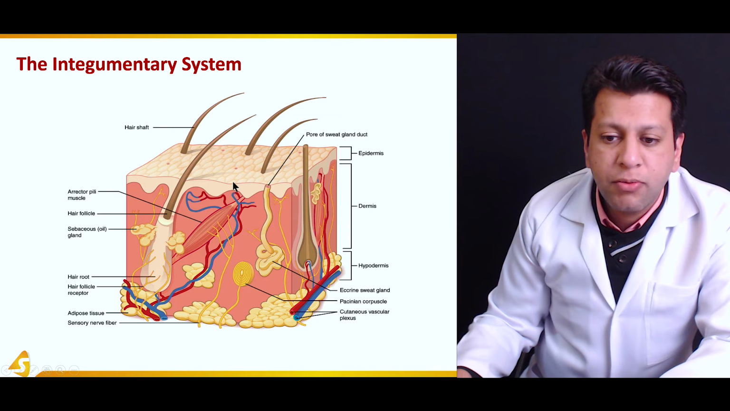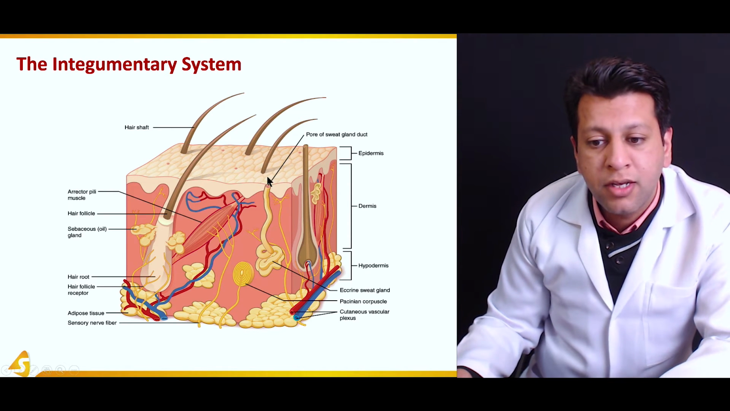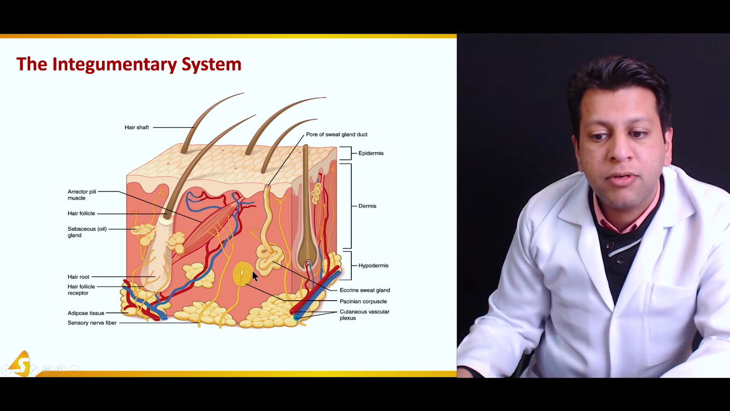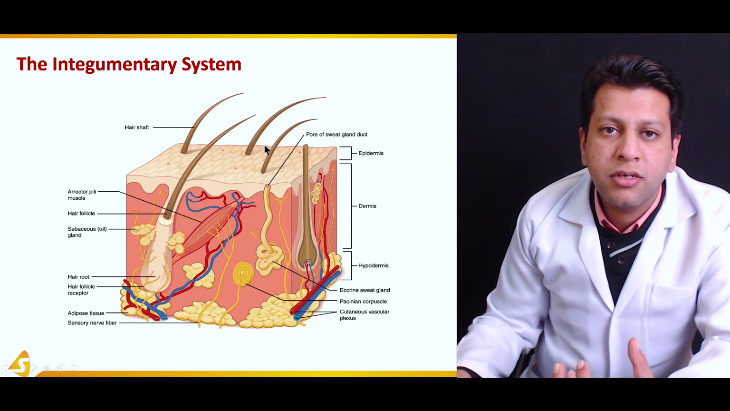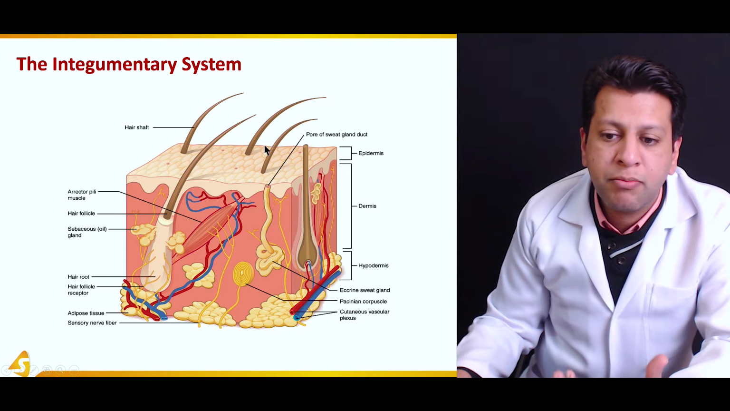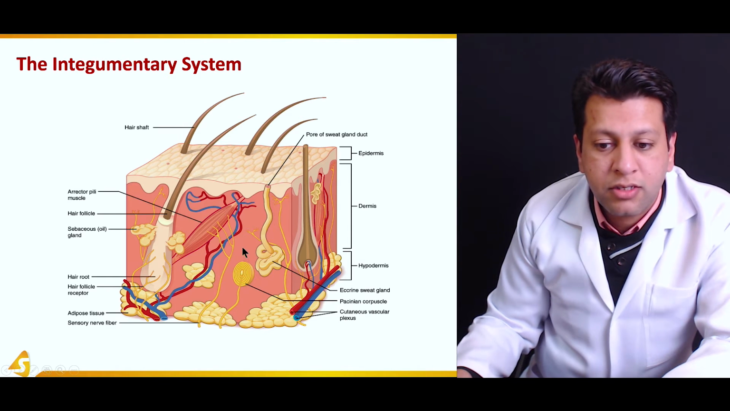If you appreciate over here, this is not just simply three layers, there are a lot of other structures as well. This is the sweat gland, the eccrine sweat gland present over here, and this sweat is produced and gradually moved up towards the epidermis. When the sweat evaporates, this results in a cooling effect, and thus evaporation of the sweat causes cooling of the skin overall.